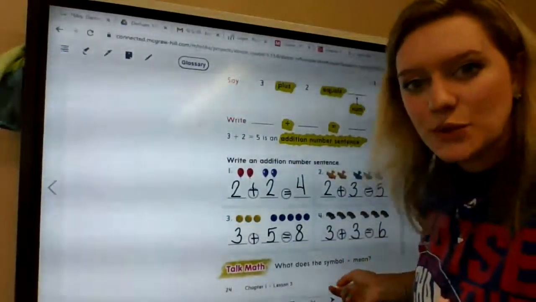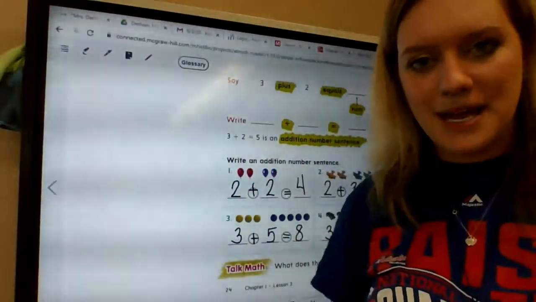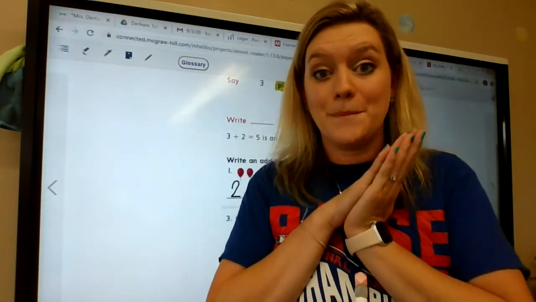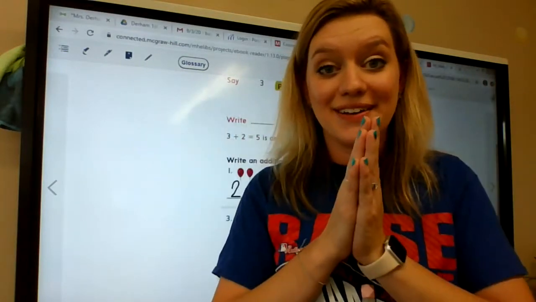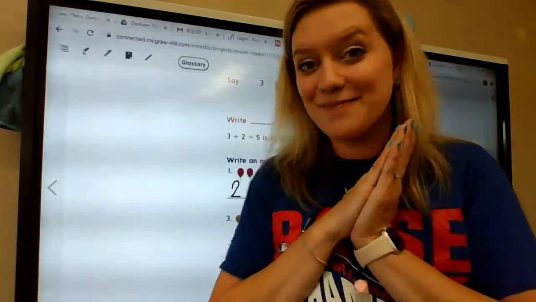Wow. I like this question at the bottom of the page too. It kind of like refreshes you. What does the plus sign mean? What am I supposed to do when I see a plus sign? Put it together. Add it together. Okay, think about your plus sign, how you can make a plus sign. And you can add stuff together.